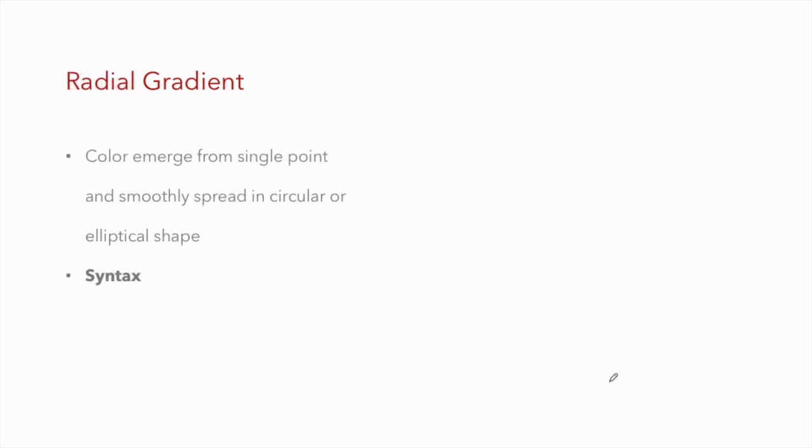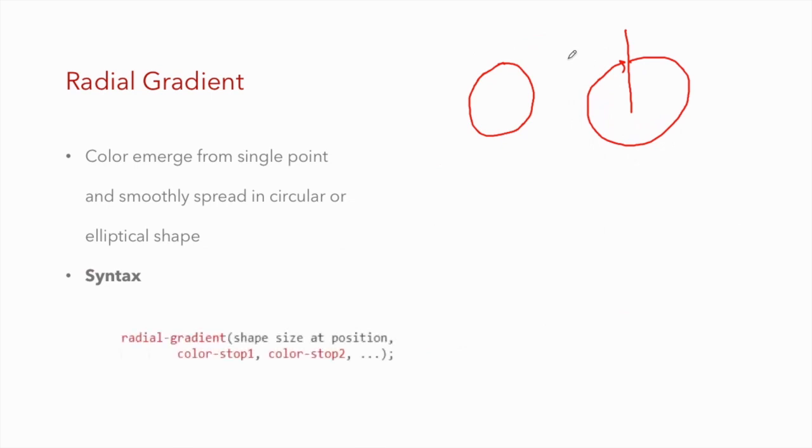Then we have radial gradients. So in the case of radial gradient, color emerges from the central point and smoothly spreads in a circular or elliptical shape. So there are two types. One is the circular and the other one is the elliptical. So wherein you will have this line and it will move like this and complete itself. Okay. So here is the general syntax.